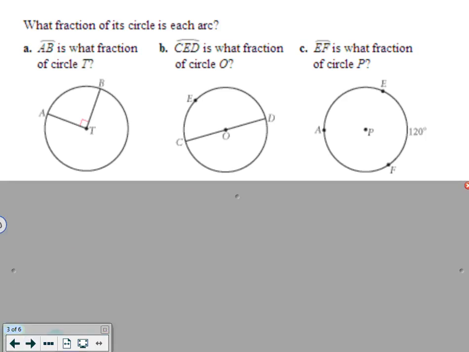We're going to take a look at 3 examples here. They're going to help us understand the formula for finding arc length. In part A, it asks, arc AB is what fraction of circle T? 1/4 is correct, because we see that we have a right angle right there. A right angle measures 90 degrees. 90 degrees out of a total of 360 degrees for a whole circle. 90 over 360 reduces to 1/4.